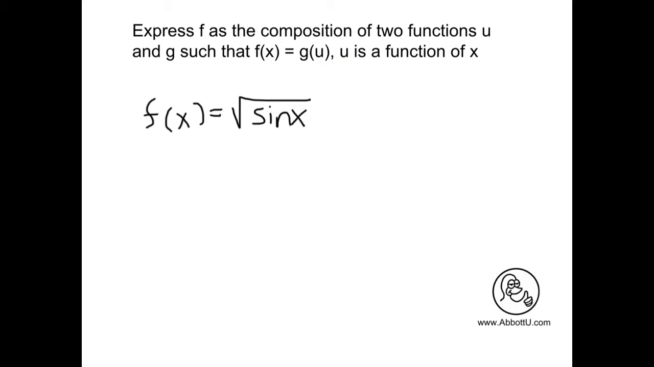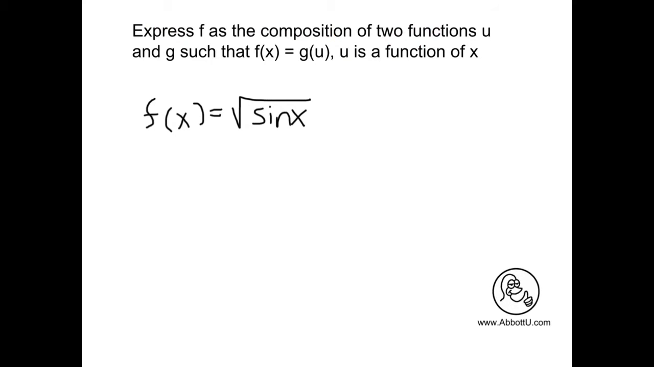Alright, well that can be extremely confusing. It's like, what are we even talking about here? F and U and G and all this stuff. Well, basically, it's kind of a similar process, really, where they want you to express f as the composition of two functions.